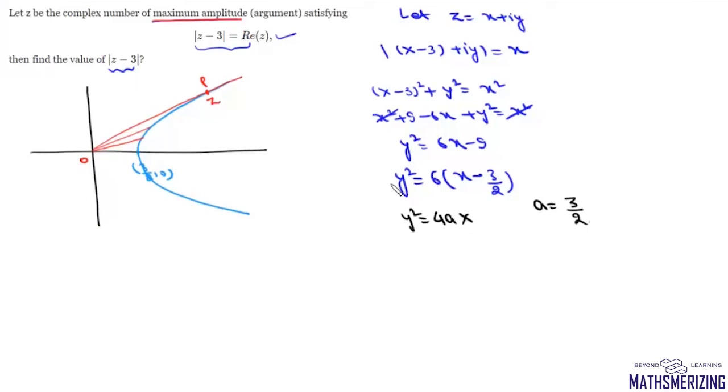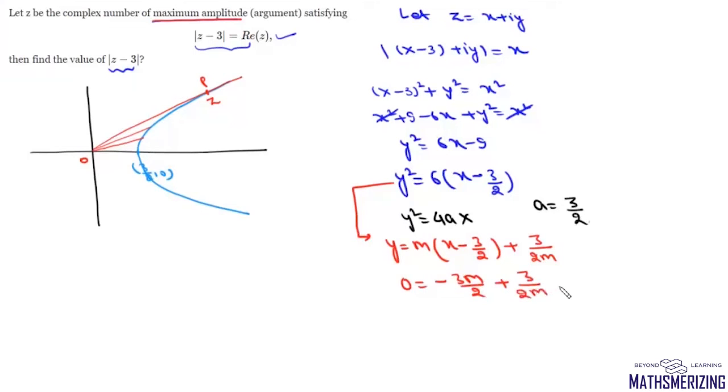Once we have the equation of this parabola, we can write the equation of the tangent as y equals m, and in place of x we write x minus 3 by 2, and then plus a by m. Now a in this case is 3 by 2, so it will be 3 by 2m. We need the tangent which passes through the origin, so we'll put x and y as 0. We'll get 0 equals minus 3m by 2 plus 3 by 2m. So from here we'll get the value of m as plus or minus 1.